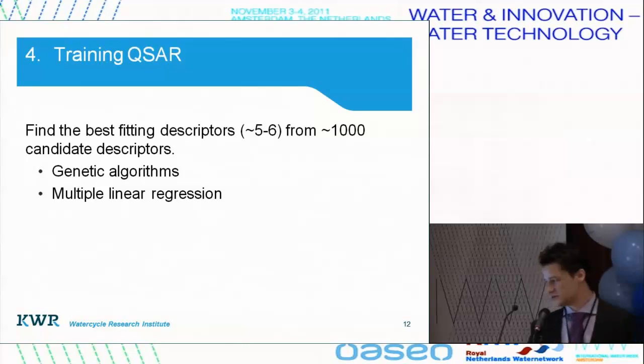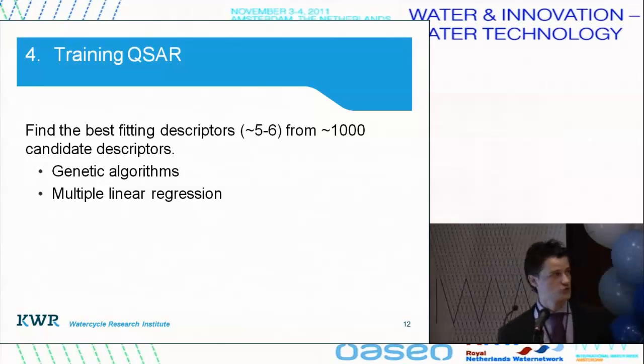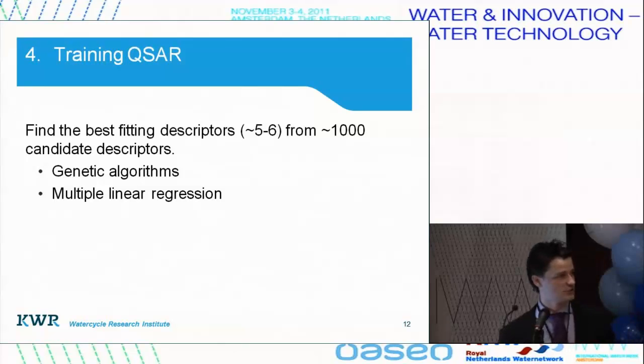So the next step is the training of the QSARs. Since I told you that we got about 1,000 descriptors, but usually we only choose a few, we want to choose the best ones. So we need to try that from the 1,000 we obtained. Therefore we need genetic algorithms, because you can have quite a lot of combinations from 5 out of 1,000. So you need genetic algorithms which can get good results quite fast. And we combine that with multiple linear regression techniques, which put a linear regression between the descriptor and the endpoint, the reaction rate of hydroxyl radicals.